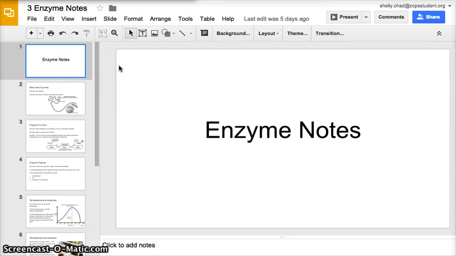So the first part of this unit is all about photosynthesis and respiration. Now this is about enzymes. Enzymes are the things that run photosynthesis and respiration because they run all the chemical reactions in all organisms. So these are going to be the enzyme notes.